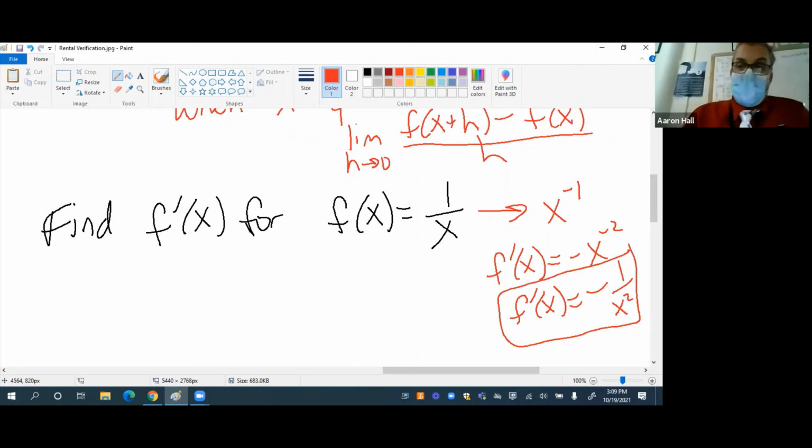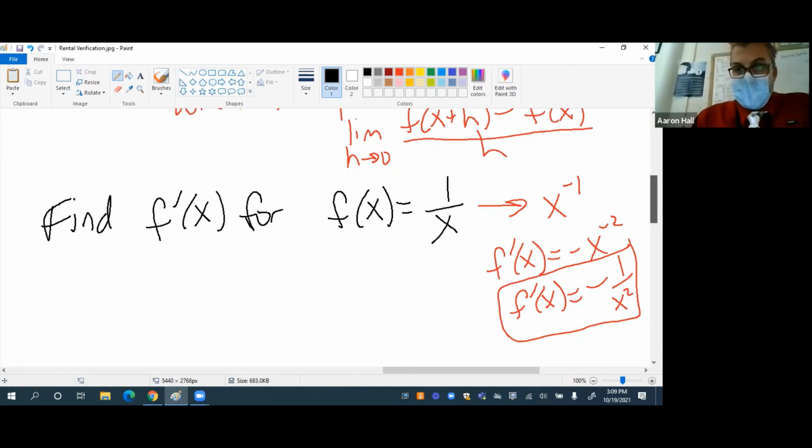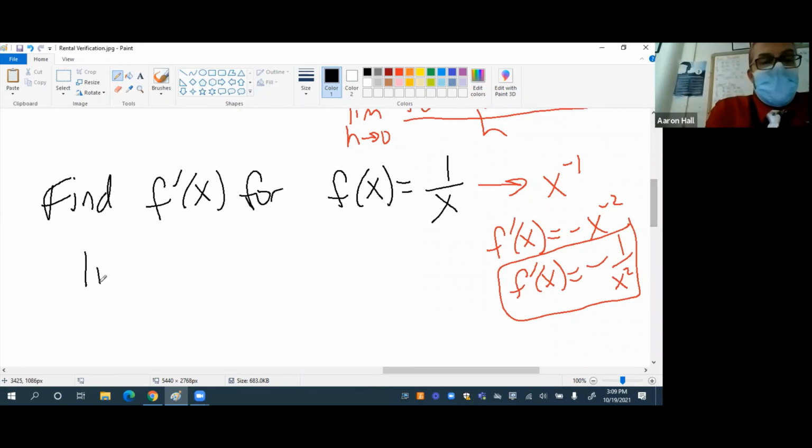Can we do this using our other method, our limit? So my limit, let's use a different color. Is everybody good with the power rule? The power rule may need to be one of your flashcards. We will be using the power rule the entire year. You need to know the power rule. Do you want me to review the power rule again? You have to know the power rule.